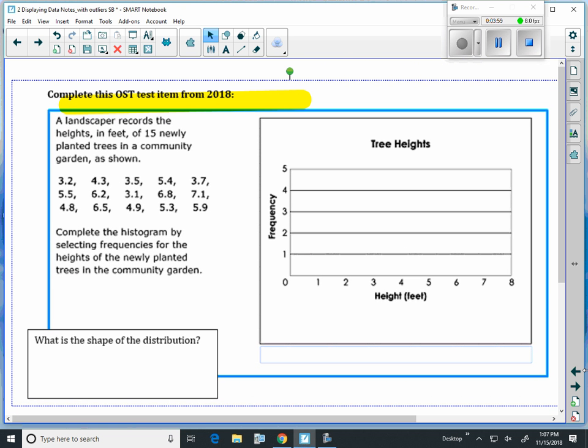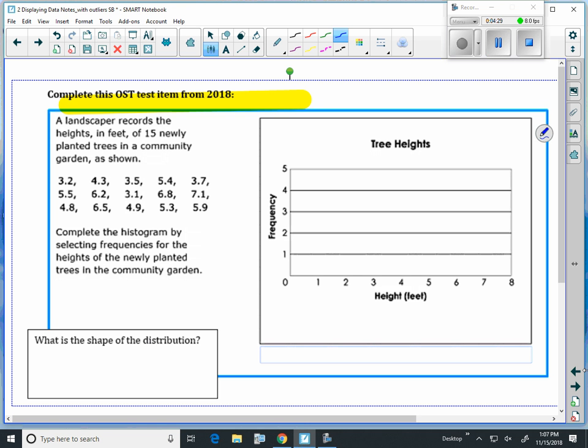Okay, so this is an example of an OST question. It says a landscaper records the heights in feet of 15 newly planted trees in a community garden as shown. Complete the histogram by selecting the frequencies for the heights of the newly planted trees. Here's what you're going to do. There's a range from 0 to 1 here. How many numbers are between 0 and 1? None of them, so we're not going to draw a bar there.